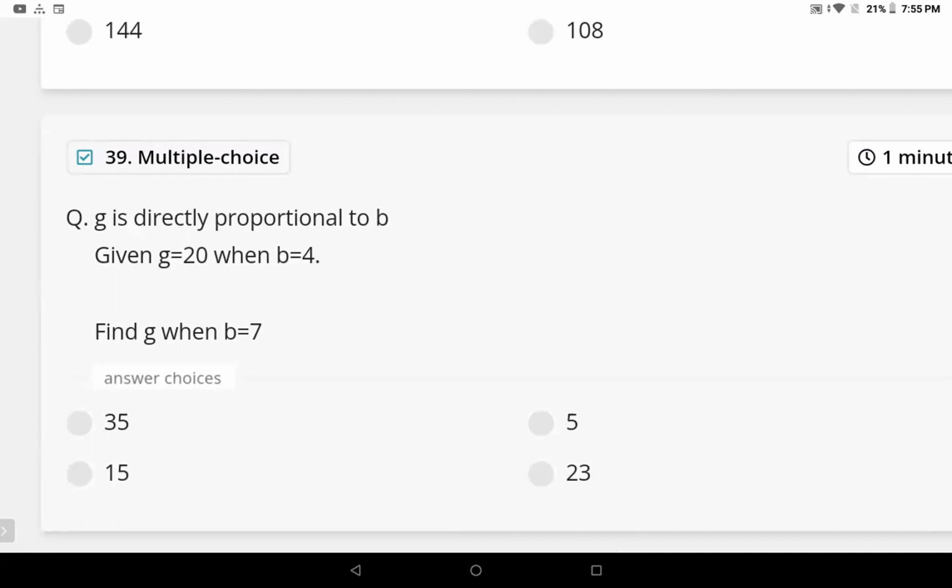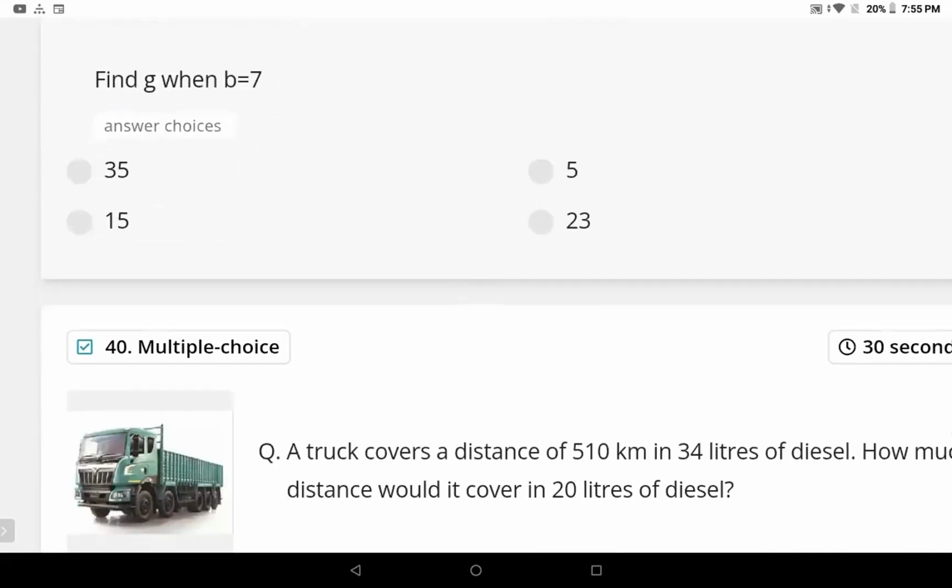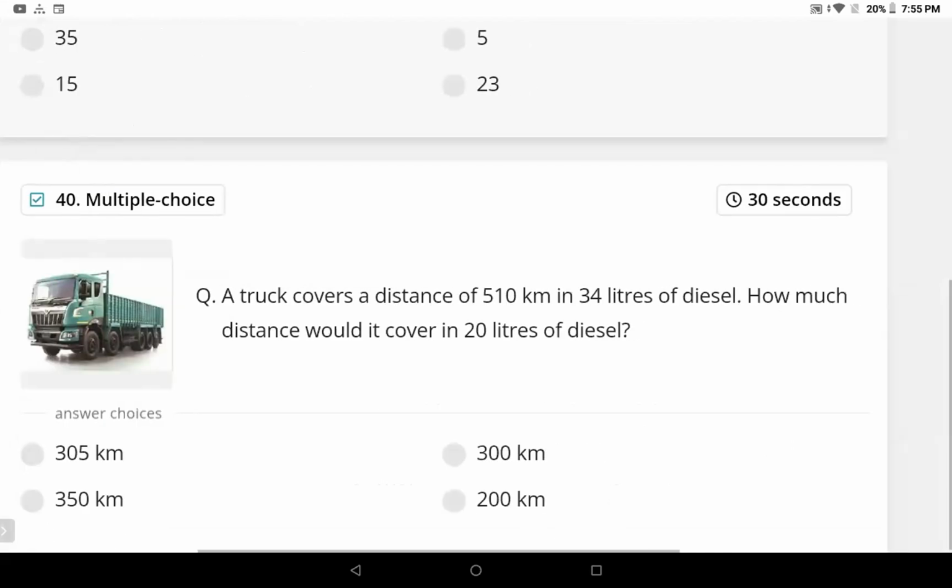Next, Z is directly proportional to B. So Z is 20, B is 4.5. Find Z when B equal to 7.5. Cross multiplication. So 4.5 into Z, 7.5 into 20, that is 35. Next, you see, children, next question.